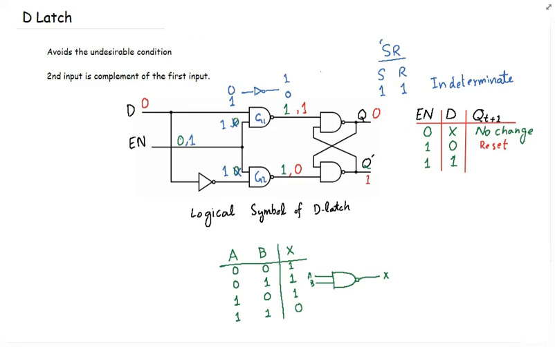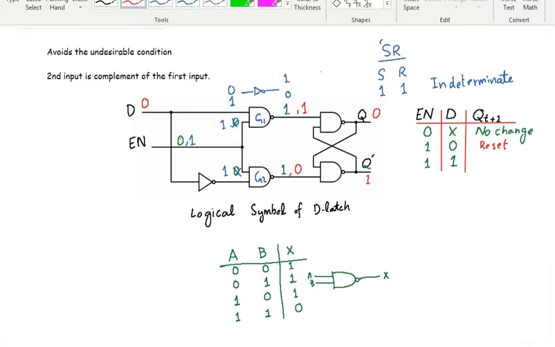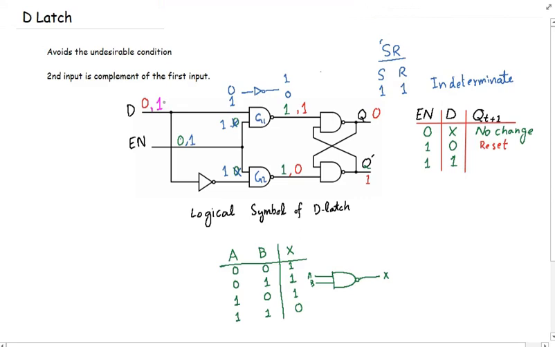Now, let us look into the third condition. Let us apply active high signal at D, we will get a 0 input at this gate and a high input at this gate. So now the input to this gate is 0, we will always get a 1 as output. Now, 1 and 1 will always result in a 0 at the output. So it means that the circuit is now in the set state, because D is equal to 1, then Q is equal to 1.